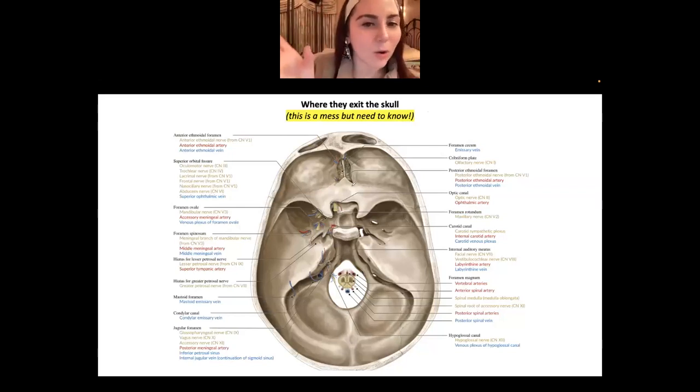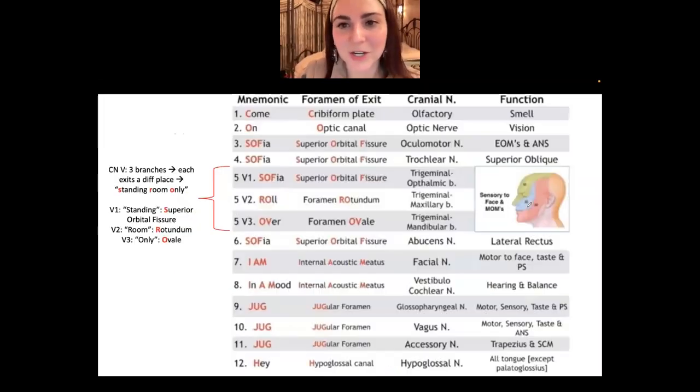Basically it's literally where they pierce through the skull. There are fissures, there are holes, there are all sorts of things. So how people remember it, because this is a mess, just looking at this picture is a mess, is this mnemonic. Everyone was saying this during our COMAT first year. You basically write all the cranial nerves in order. There are 3 branches of cranial nerve 5, so it appears 3 times. You draw out 1 through 12 with three 5s. And the mnemonic is: come on, Sophia, Sophia, Sophia, roll over, Sophia, I am in a mood, jug, jug, jug, hey. Which, I mean, it works.